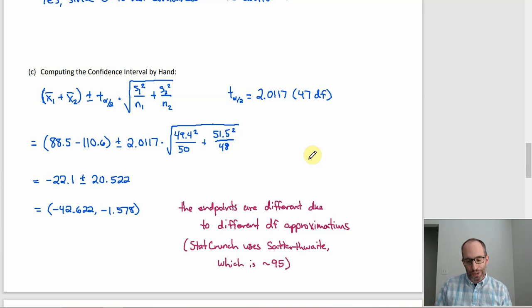But that does also depend on what the sample standard deviations are. If those are really far apart, then occasionally you get things that are a little bit different. But yeah, there are slight differences, but the homework would be set up to accept either one. The tolerance ought to be wide enough to where either one of them would be all right.